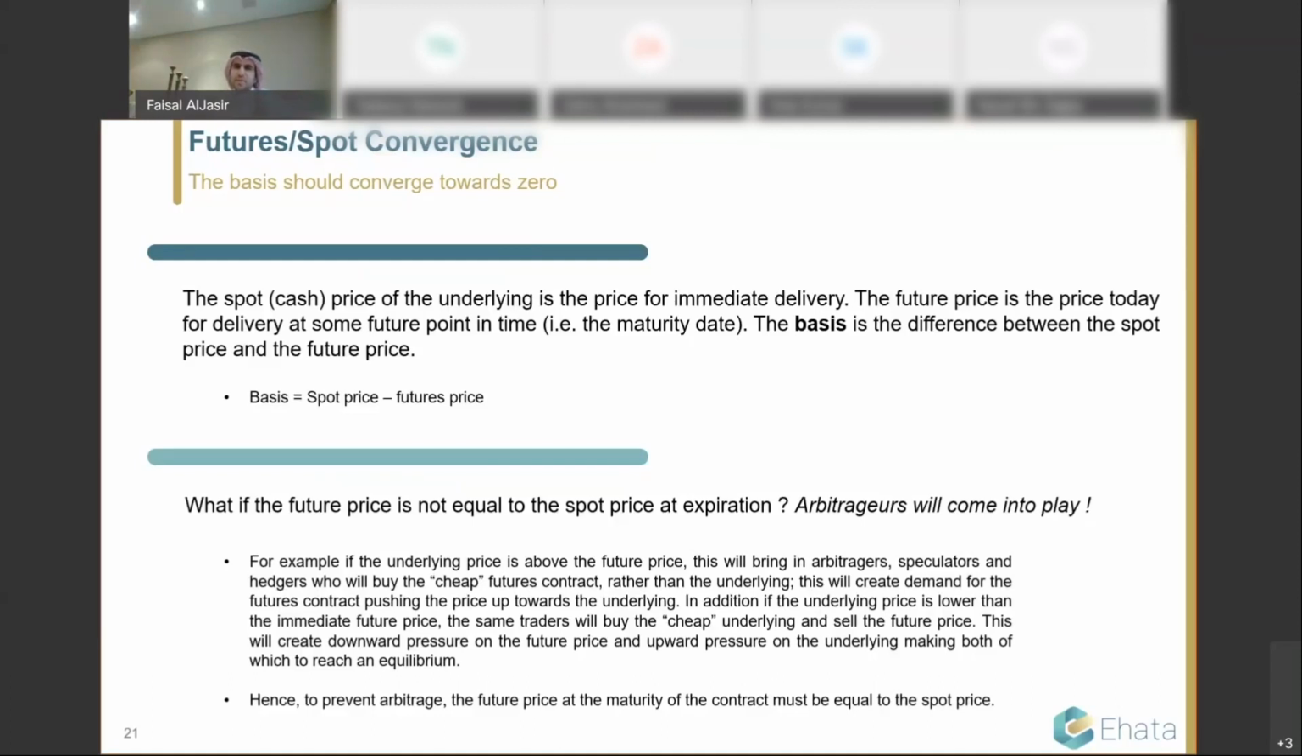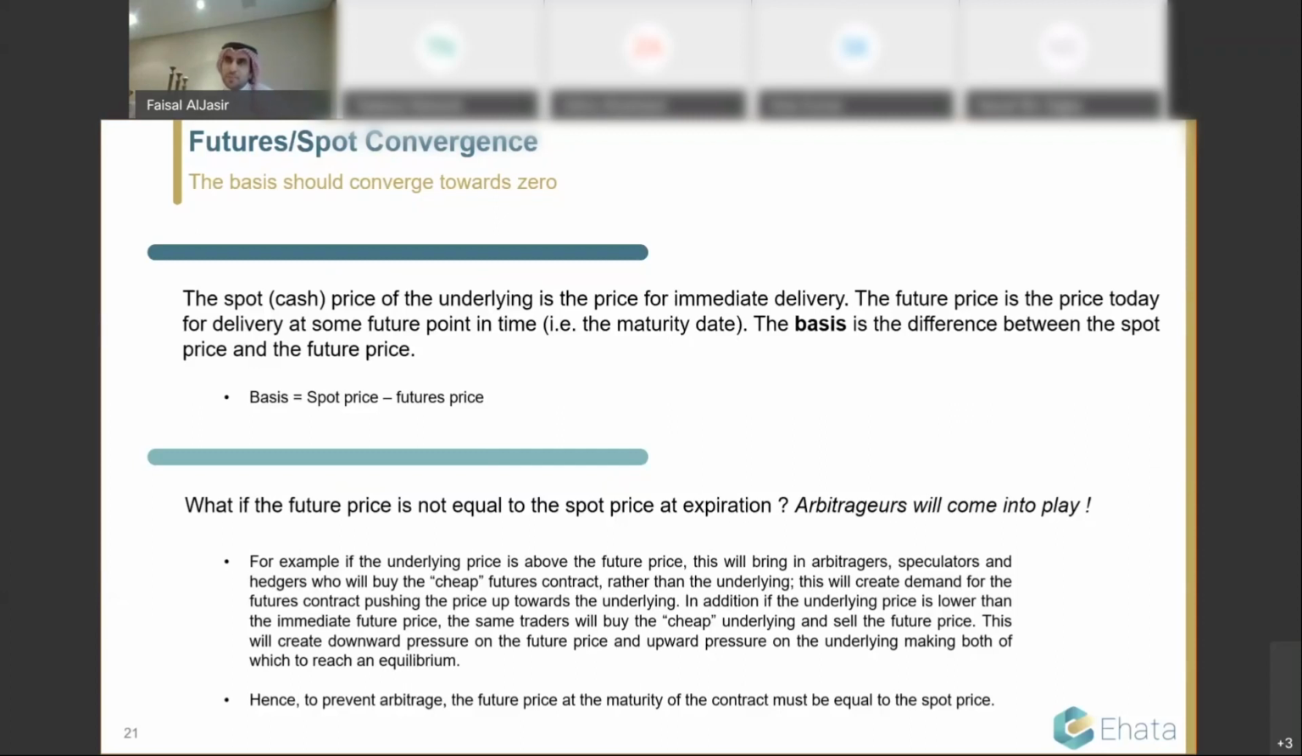if the underlying is above the future price, this will bring in arbitragers or speculators or hedgers, and that is because they will be buying the cheap future contract. Let's say, just to put an example for you, that the settlement of the future is after a minute. Maybe it's not a realistic example, but if that's the case, you would find arbitragers buying cheap future contracts rather than the underlying, and this will create demand for future contracts, pushing the price up towards the underlying.